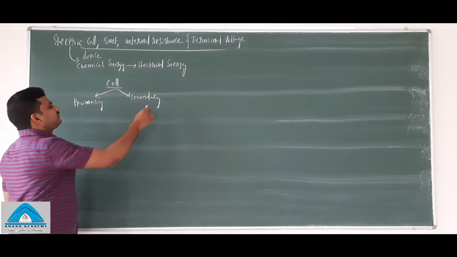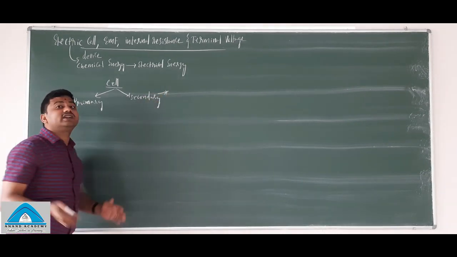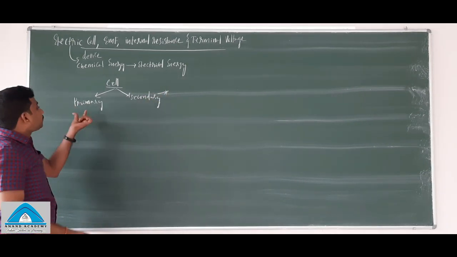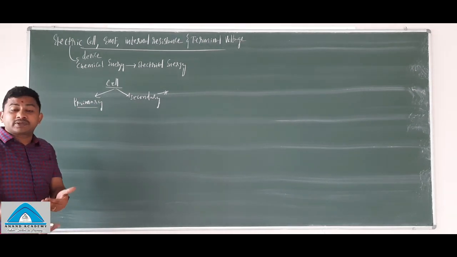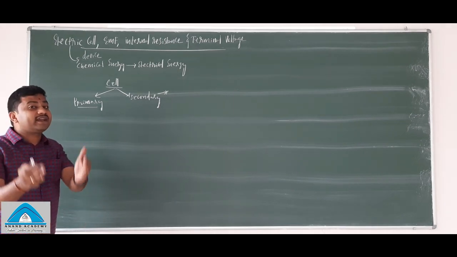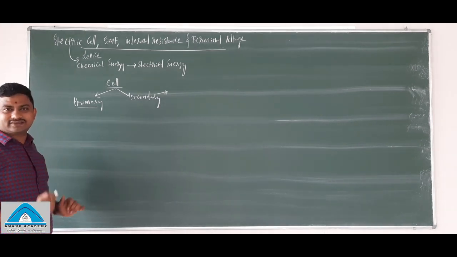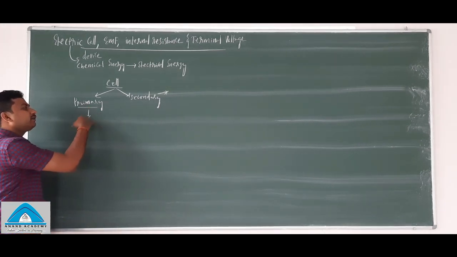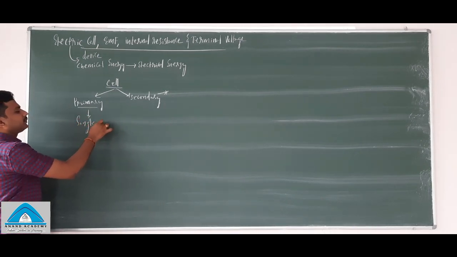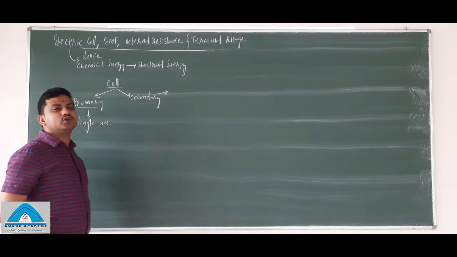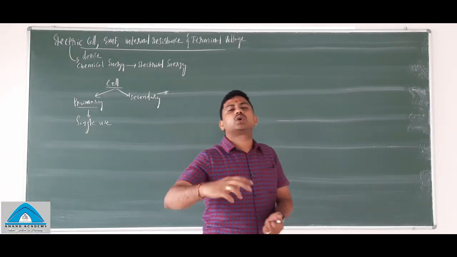Commonly used cells in our daily life are the secondary cells. Primary cells are used majorly for experimental purposes. In our daily life also there will be some primary cells. What are those? Let us discuss. These primary cells are used for a single purpose, that means single use, one-time use. You can call them use-and-throw cells.